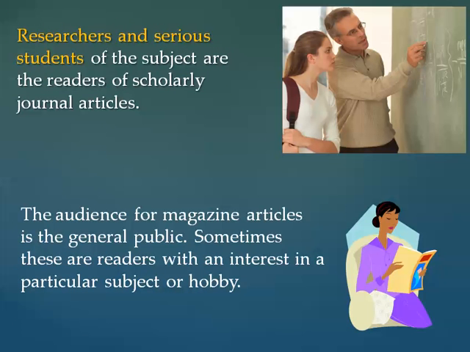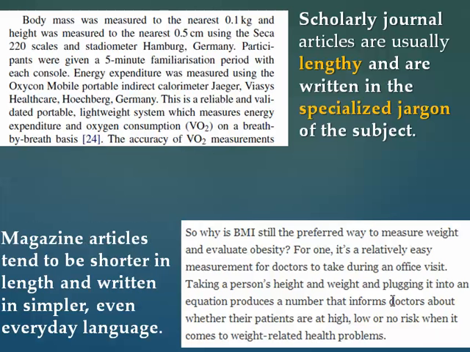Researchers and serious students of the subject are the readers of scholarly journal articles. The audience for magazine articles is the general public. Sometimes these are readers with an interest in a particular subject or hobby. Scholarly journal articles are usually lengthy and are written in the specialized jargon of the subject. Magazine articles tend to be shorter in length and written in simpler, even everyday language.